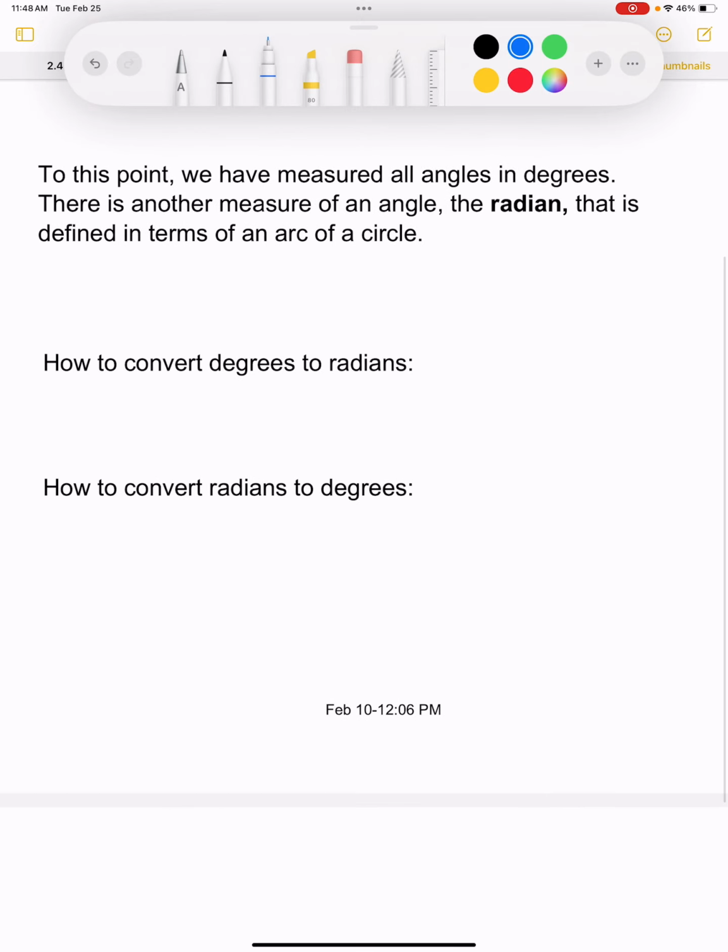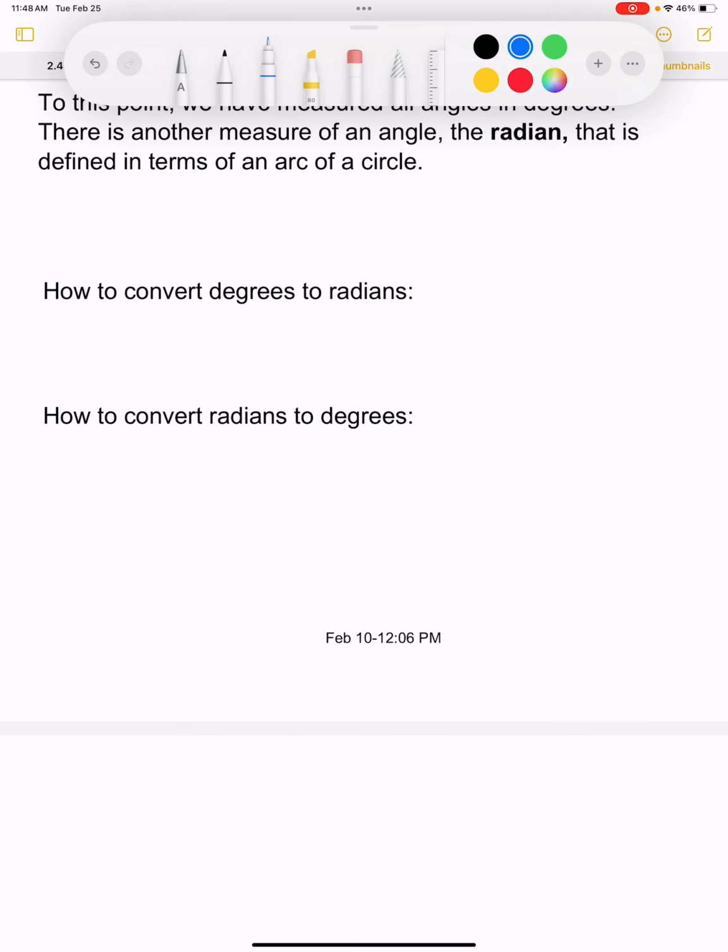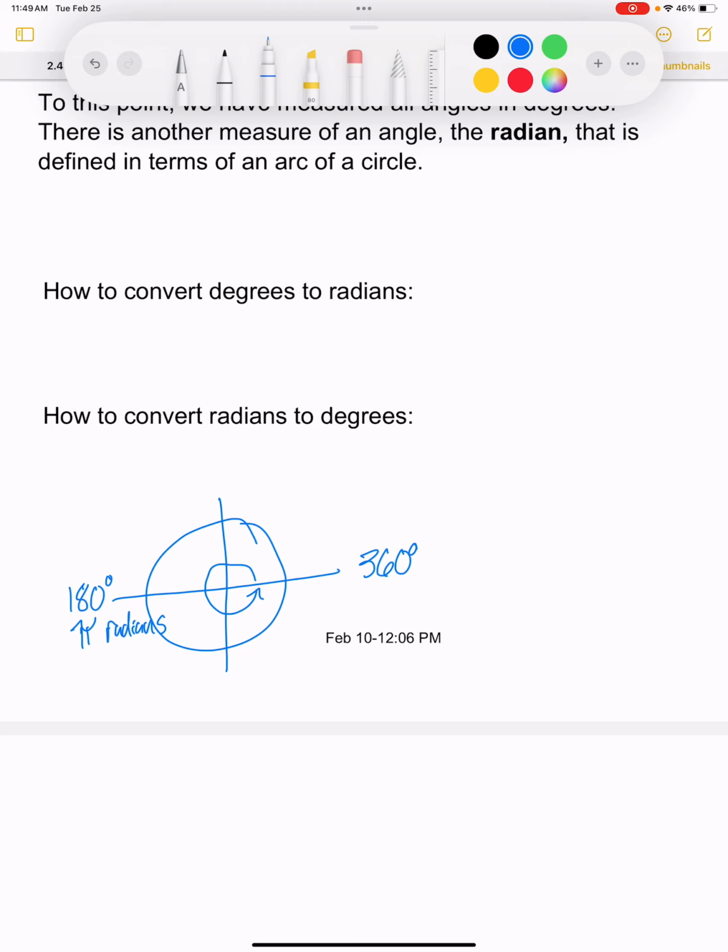All right, last thing that we needed to talk about in class was converting radians to degrees and vice versa. The key is to know that 180 degrees is the same as pi radians. And then you could also say 360 degrees, if you go all the way around, and that's equal to 2 pi radians. You can use any one of these, but I tend to use the 180 degrees.